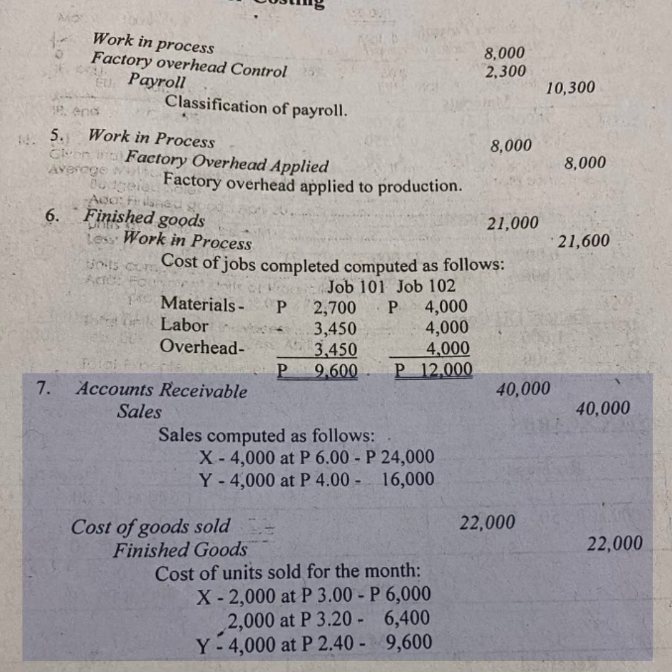And for commodity Y, 4,000 units at 2 pesos and 40 cents. So, 4,000 times 2.40, we have 9,600. Then, add all the results of commodity X and commodity Y. So, we have 6,000 pesos plus 6,400 pesos plus 9,600 pesos. We have a total of 22,000 pesos.